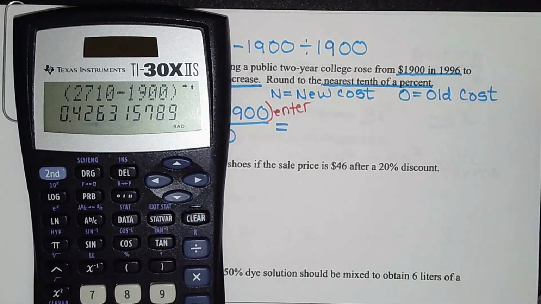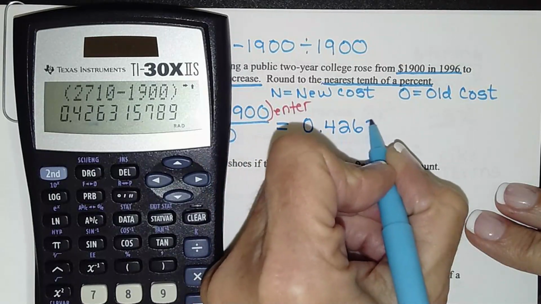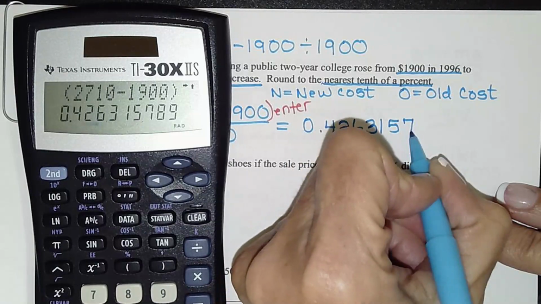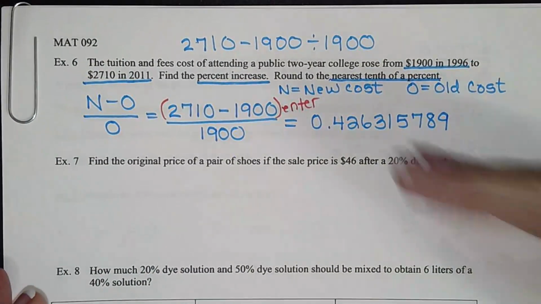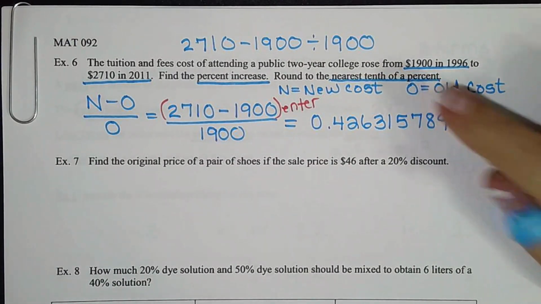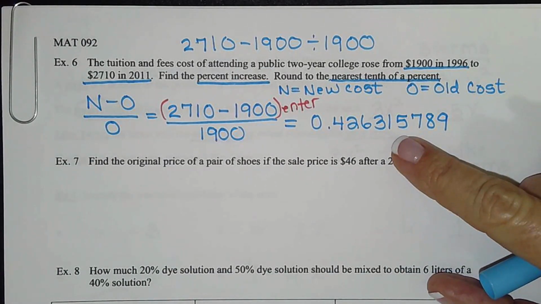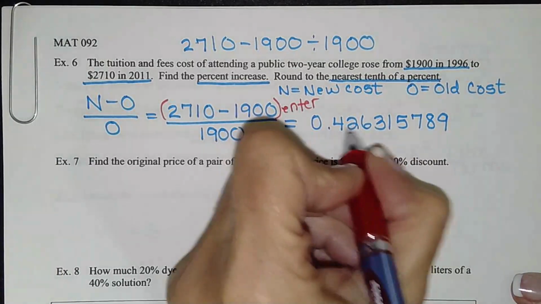And so let's just write all the stuff we got here. 0.426315789. This is another error that I see, because this problem I teach in the class before this. And students will write 0.4%. No. This says nearest tenth of a percent. This problem is not a percent yet. To turn a decimal into a percent, you have to move the decimal place two places.